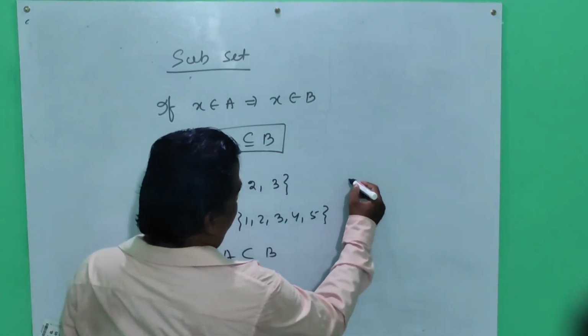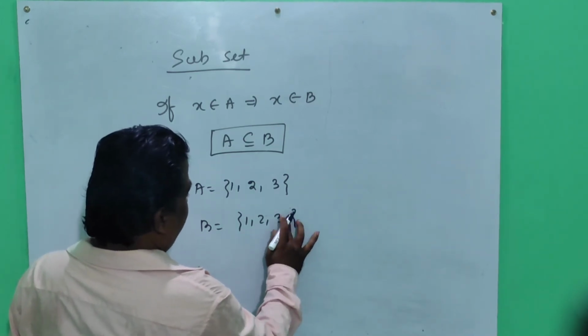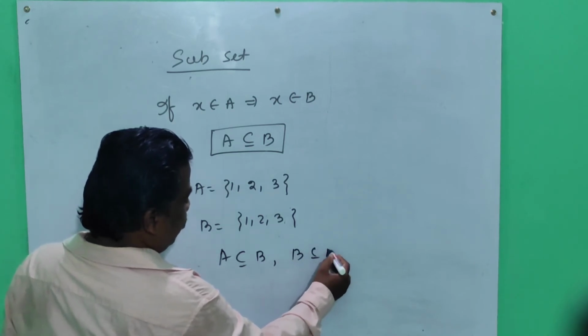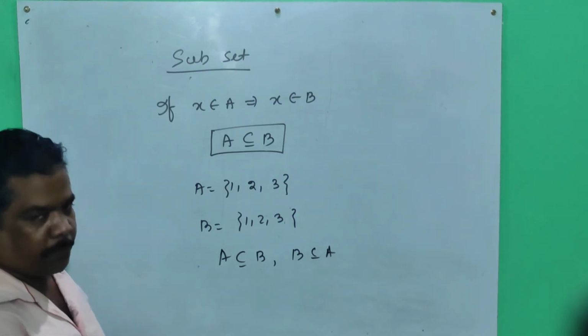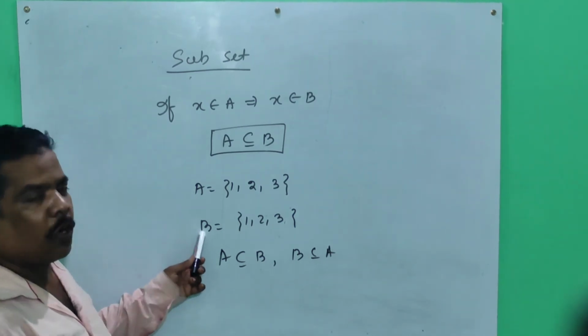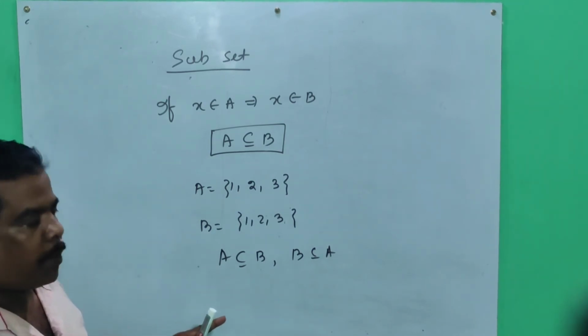Suppose A is equal to {1, 2, 3} and B is equal to {1, 2, 3}. Here A is a subset of B and B is a subset of A, and we cannot say A is a proper subset of B. So in the case of a proper subset, A is not equal to B. So we know what is a subset and what is a proper subset.